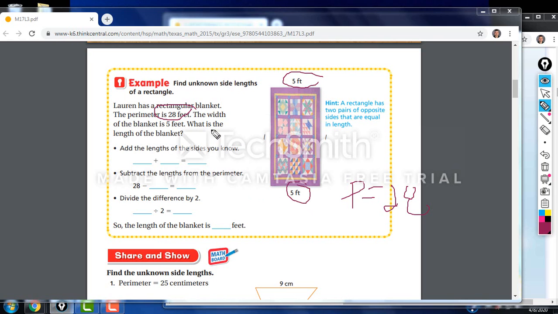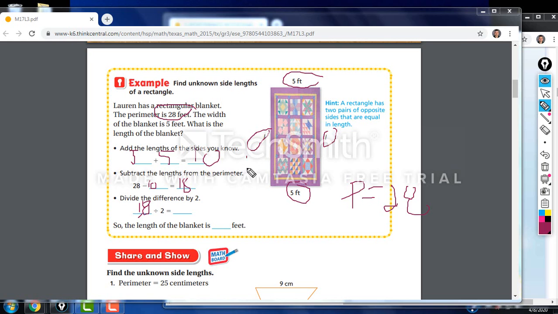So if I add those two, 5 plus 5 equals 10. Okay. So subtract that from the perimeter. I know I have 10, so I subtract 10 from 28. I get 18. Okay. I'm going to divide 18 by 2. Why? Because I have 2 sides that I don't know the length for.